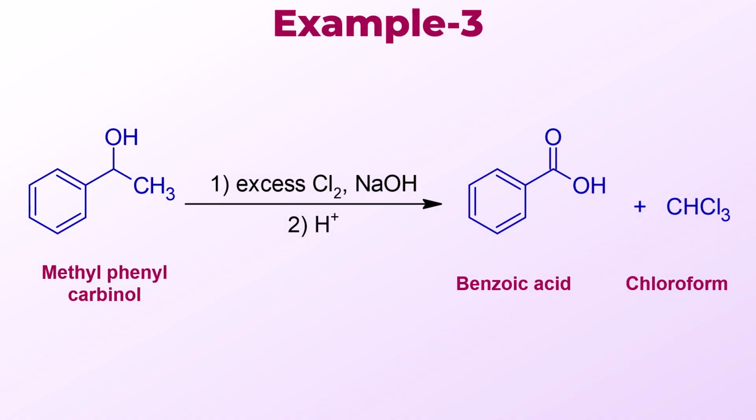In this reaction, methyl phenyl carbinol, a secondary alcohol with a methyl group adjacent to the alcoholic carbon, is treated with excess of chlorine and strong base sodium hydroxide, followed by acidic workup, will give benzoic acid and chloroform CHCl₃.